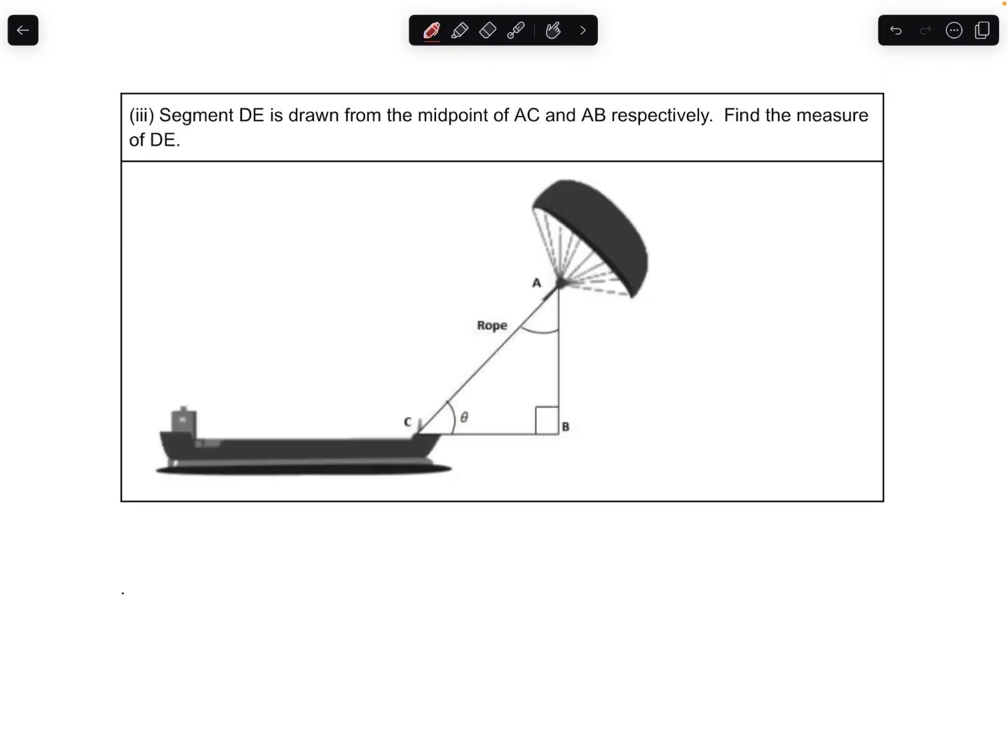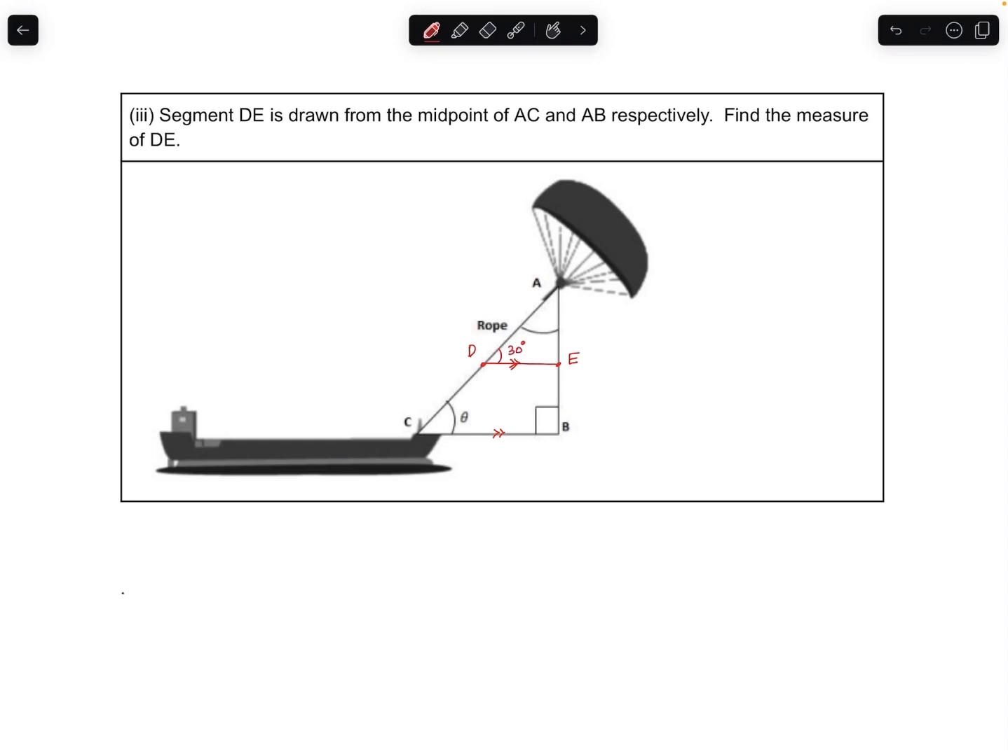Subdivision 3. Segment DE is drawn from the midpoint of AC and AB respectively. Find the measure of DE. D is the midpoint of AC and E is the midpoint of AB. So this DE is what we have to find. The DE is parallel to the side BC. So the angle at D, that is angle ADE, is also 30 degree.